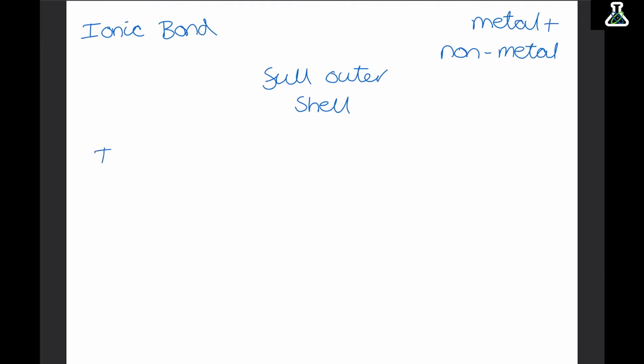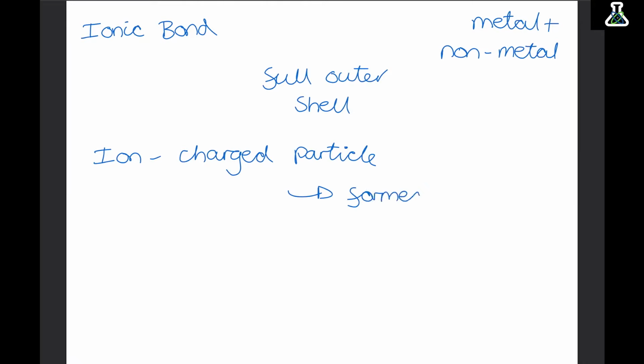So an ion is a charged particle. And this is formed by the loss or gain of electrons. So when atoms form an ionic bond, they lose or gain some of their electrons. So remember that electrons are negatively charged. If an atom loses some of its electrons, it's losing some negative charges.